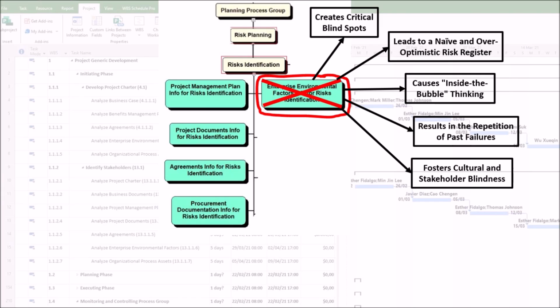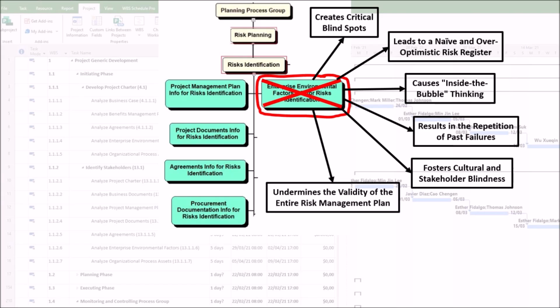For example, a project aims to implement a new, collaborative enterprise software. The team identifies technical implementation risks but, due to a poor analysis of the cultural enterprise environmental factors, completely misses the risk of strong user resistance from a workforce that is accustomed to siloed work and is change-averse. The project is technically sound but is a complete failure due to non-adoption.